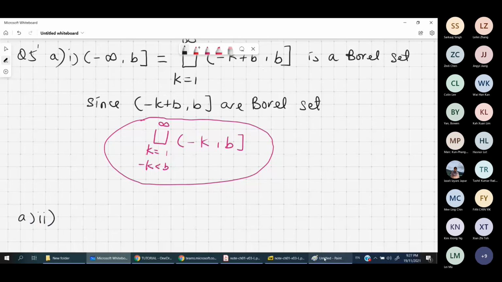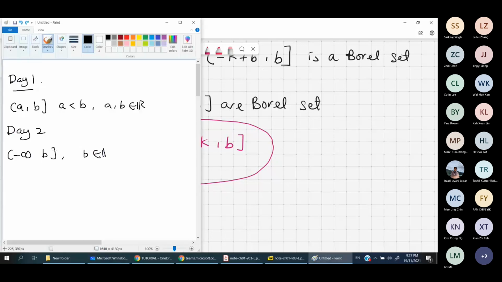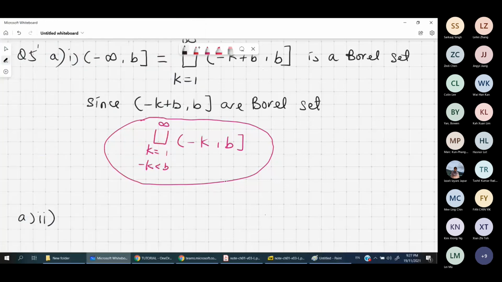Okay, remember, now we have this. We know this and this are Borel sets. We're going to use these 2 types to produce more Borel sets. So now we want to show this: negative infinity to B, open. Again, can you write this as a union of some kind of Borel sets, from 1 to infinity, a countable one, of course, must be? Okay, so I just give you the answer.